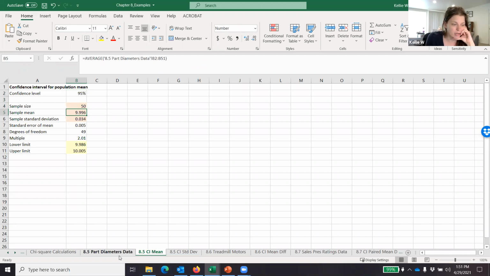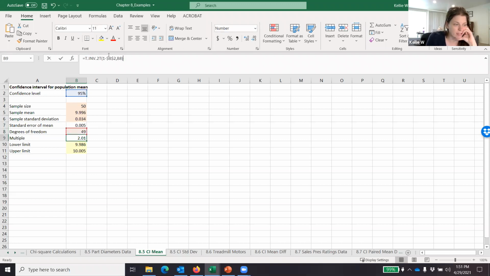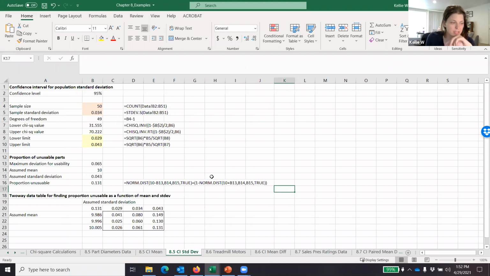If we calculate the mean, or the average, of all of this data, we get 9.996. And then the standard deviation, we get 0.034. We can calculate the standard error with the same formula that we've been using, the standard deviation divided by the square root of the sample size. Degrees of freedom is n minus one. We use the confidence level and the degrees of freedom to get our two-tailed multiple. And now we have our lower and upper limit, which is going to be 2.01 times 0.005, that plus or minus factor. So the mean is between 9.986 and 10.005.